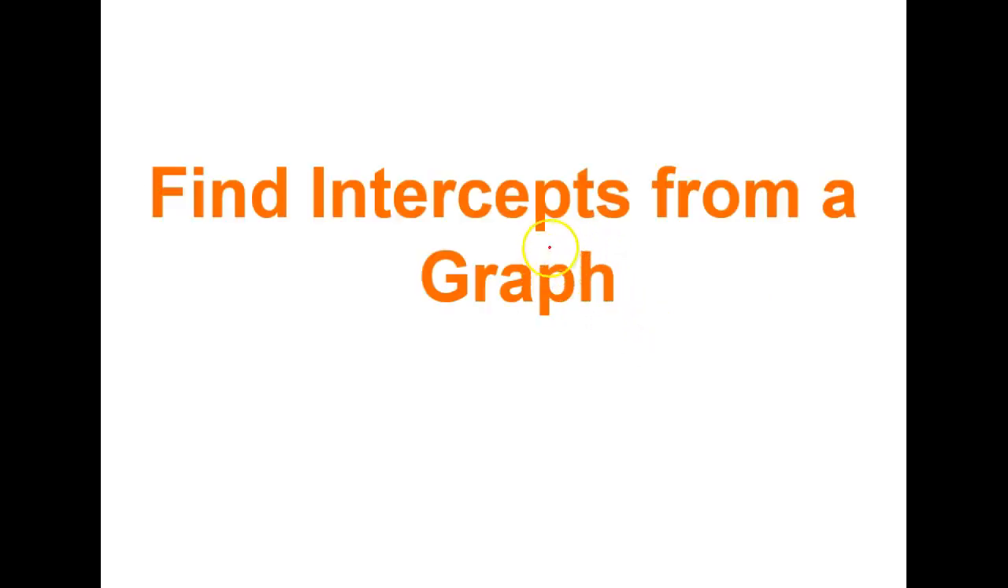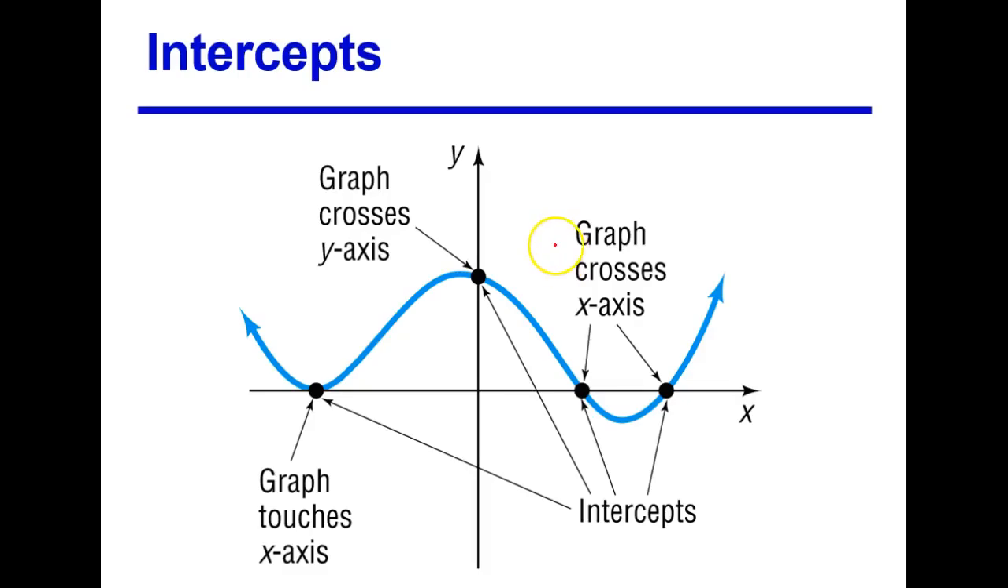So here's our next learning target. We're going to be finding intercepts from a graph. So there are several points that we can look at. I have a y-intercept, and that's where it crosses my y-axis. I also generally have x-intercepts, one or more, and that's where my graph touches the x-axis.